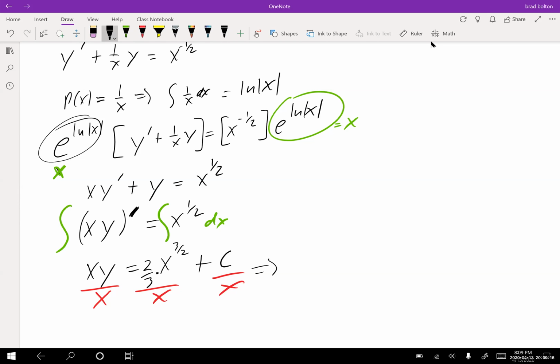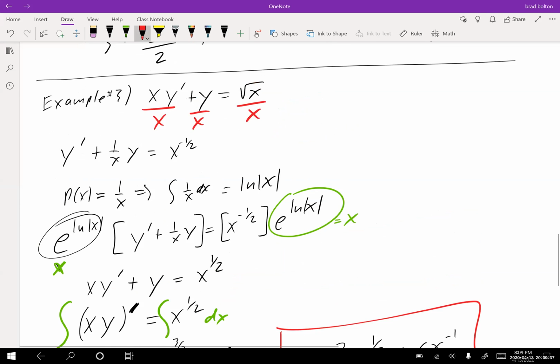So then this will become y equals 2/3 x to the 1/2 plus x to the, plus c times x to the -1. And this would be our final answer.